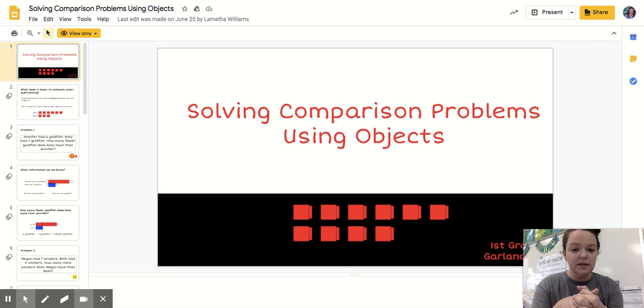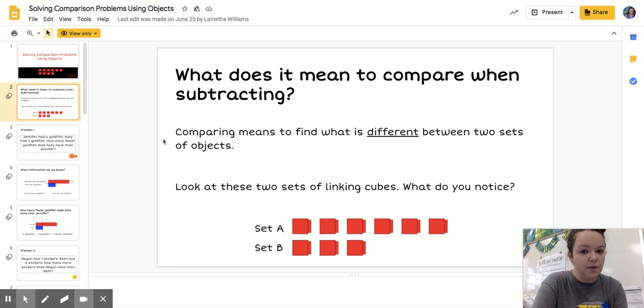So with this strategy, we're going to be taking two groups of objects and seeing how they compare to each other, how many more one group has, how many less one group has, and so on. What does it mean to compare when subtracting? That means we're seeing what's different between two groups of objects. Looking at these cubes on the bottom, we have set A, which is this long row, and set B, which is this little row.